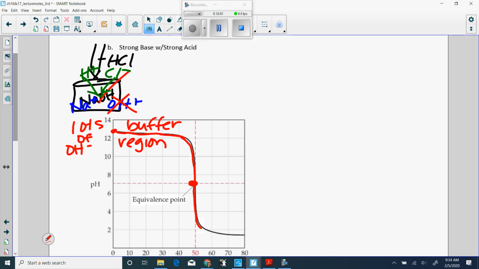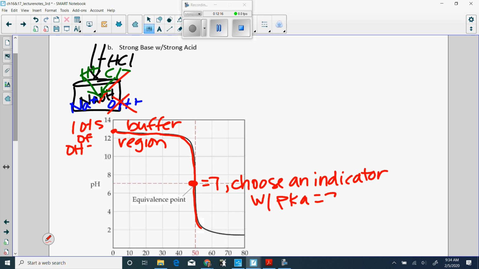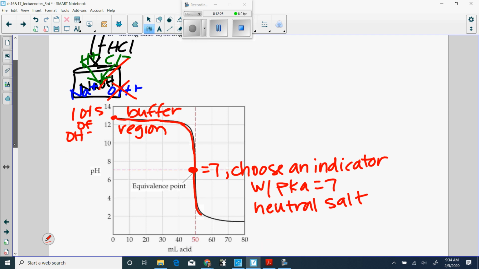My equivalence point still is going to be 7. It's just flip-flopped, upside down. So I'm going to choose an indicator, which happens to be phenolphthalein. Phenolphthalein has a pKa of 7. All I did was make a neutral salt. Trick question, pH is 7. I don't have to do any math for that.